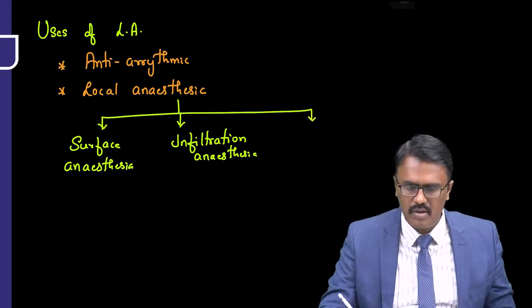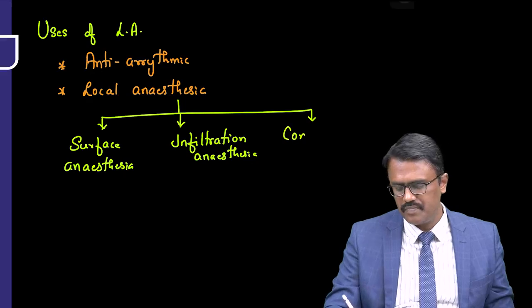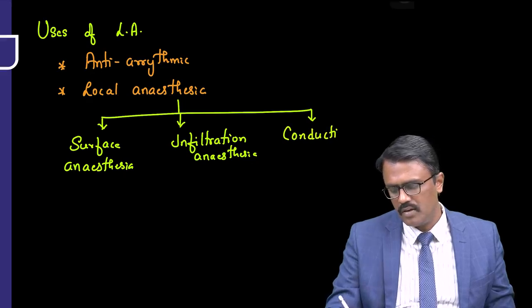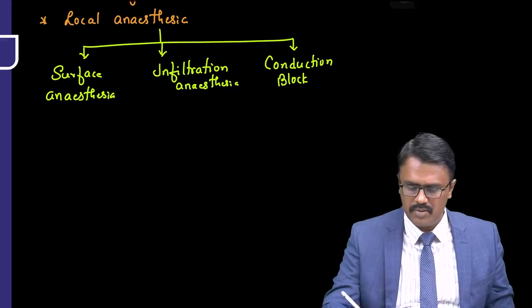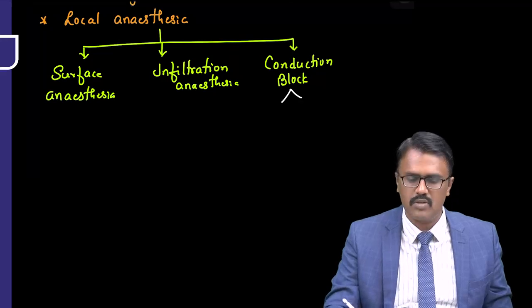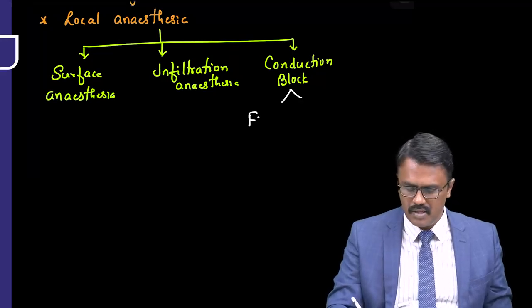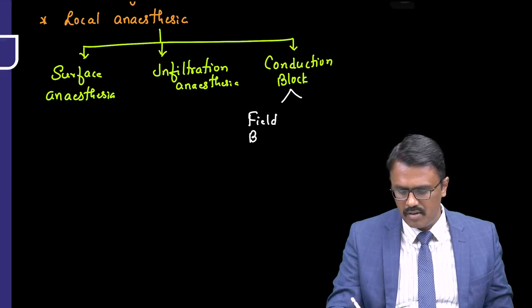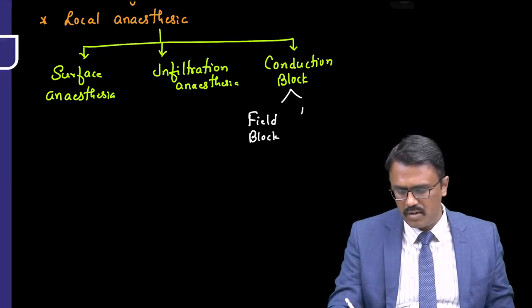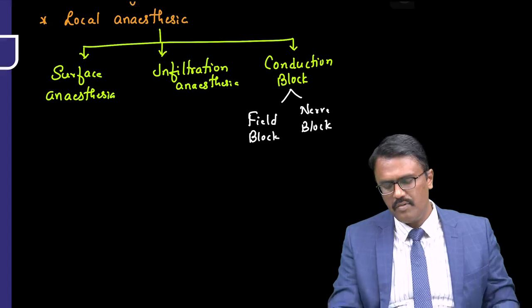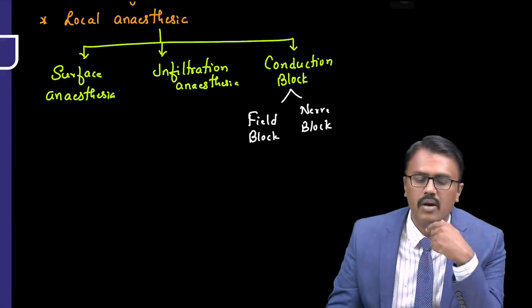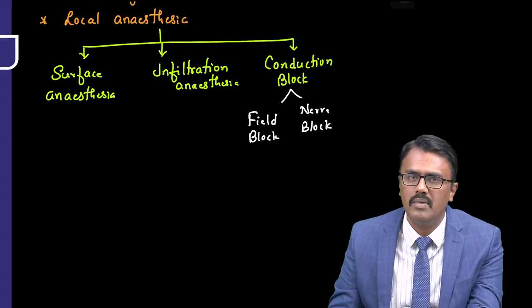Then we have something called the conduction block. Now in conduction block we have two types. What are the two types? It is called the field block, and one more is called the nerve block. What do you mean by that? What do you understand by that?